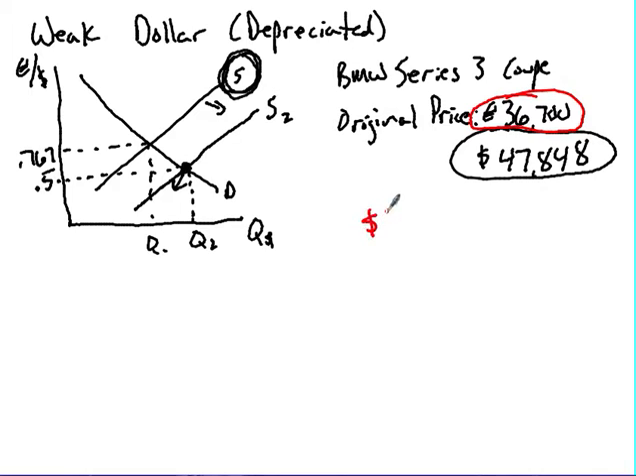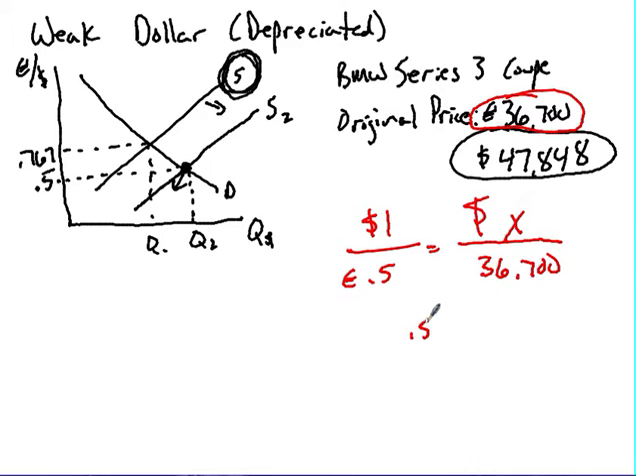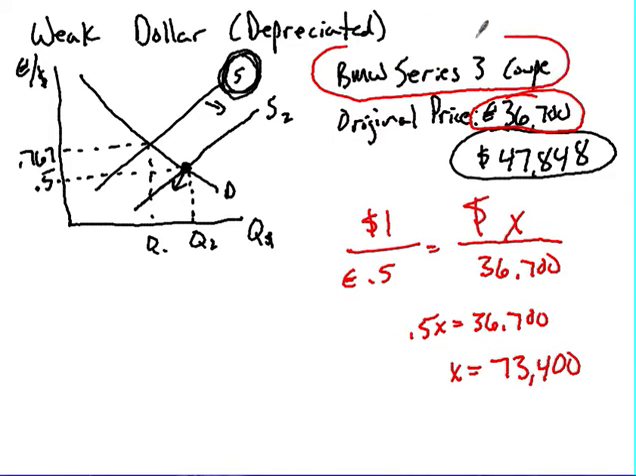So we're going to say, you know what, $1 is now equal to 0.5 euros. We're still trying to figure out for 36,700 euros how many dollars it takes to buy that. Now we have this new exchange rate, so we do our math again, the cross multiply: 0.5x equals 36,700. The final answer there, x is equal to $73,400. So we got this BMW Series 3 Coupe, and originally we were able to pay $47,000 for it.